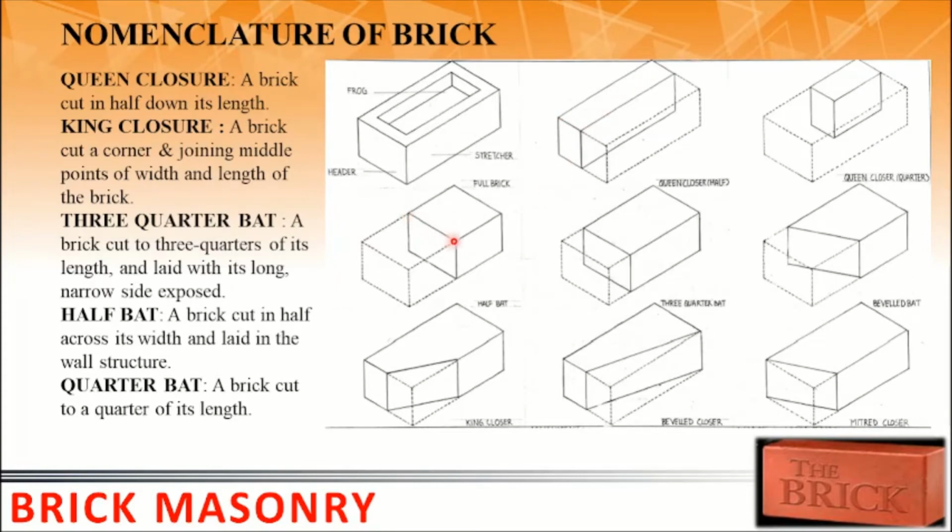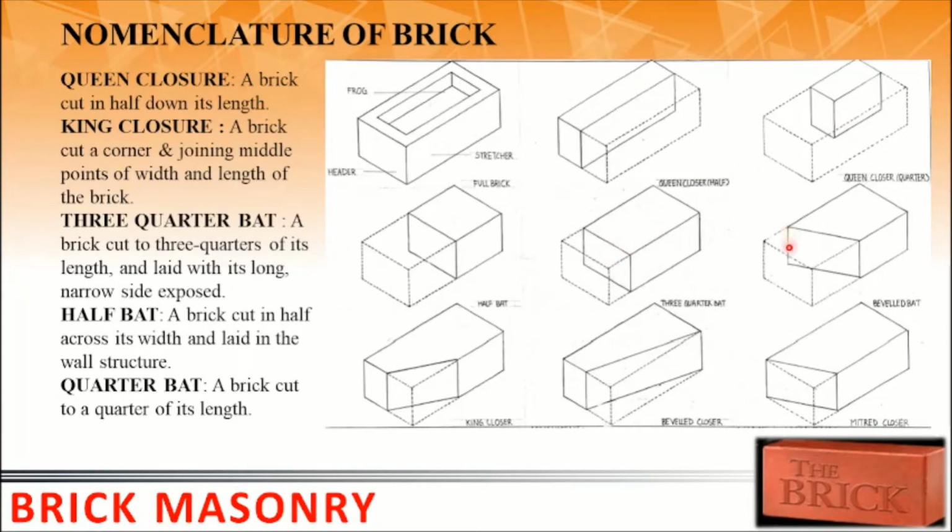When the brick is cut from the half, it is known as half bat. If you cut the brick from 3/4, it will be known as quarter bat or 3/4 bat. When the brick is cut from the half towards the stretcher side, it will be known as queen closer. Now if it is further cut towards the half like this, it will be called queen closer quarters.